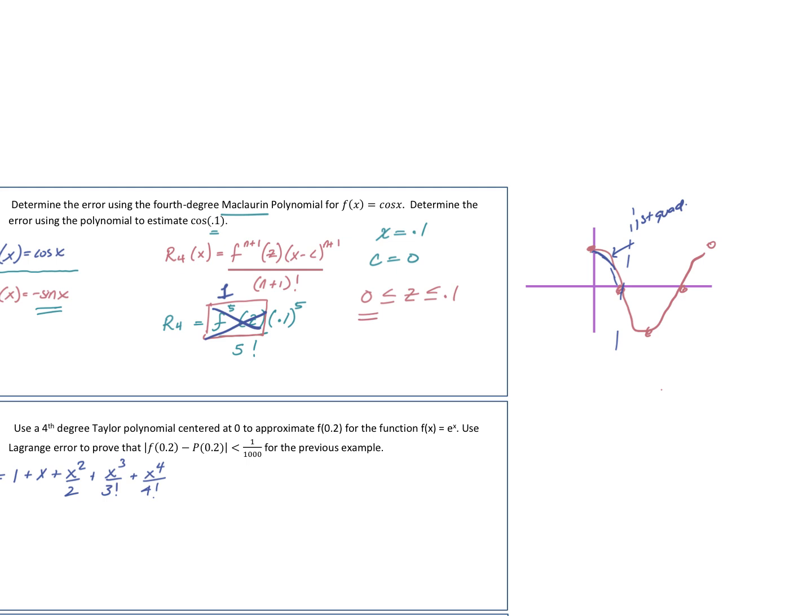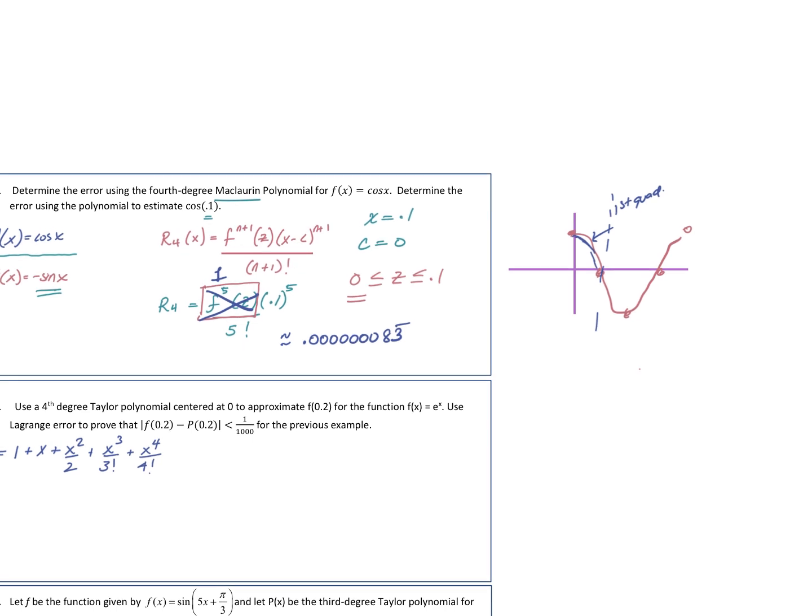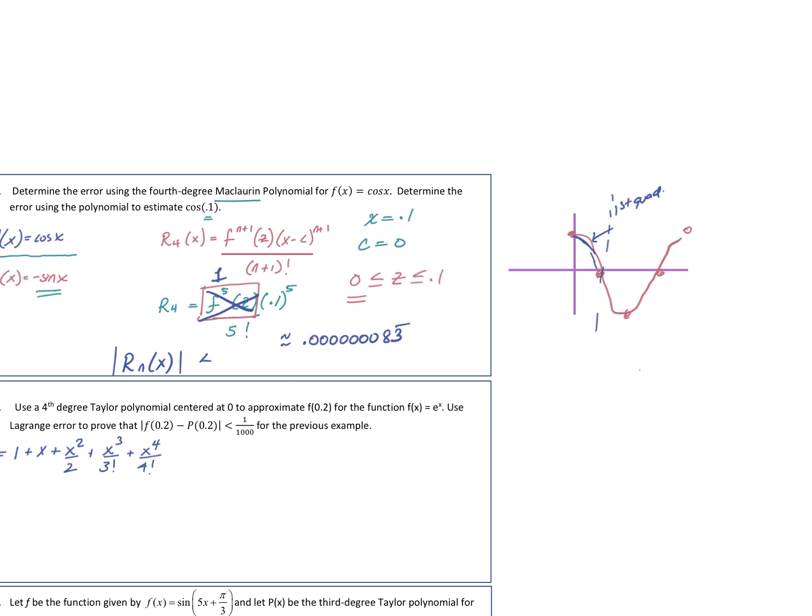This is quite small. You get 0.0012345678 with a bar over it. So I know that our error, R n of x, is less than or equal to 0.0012345678 with a bar over it.